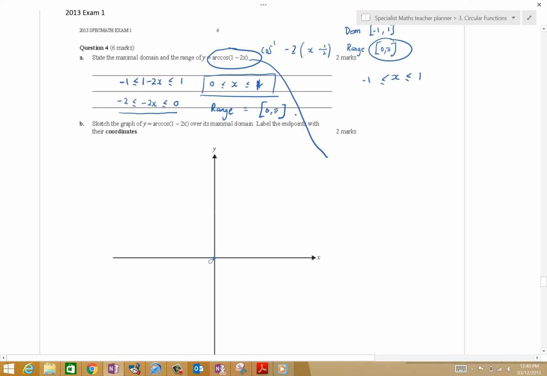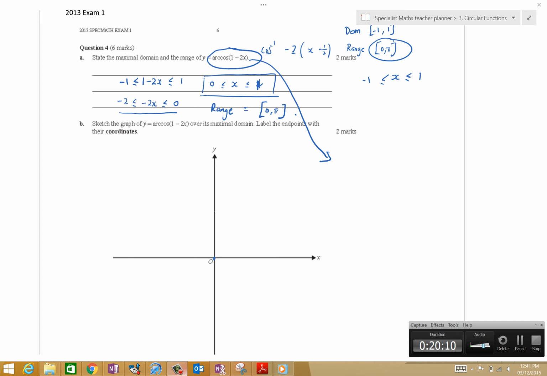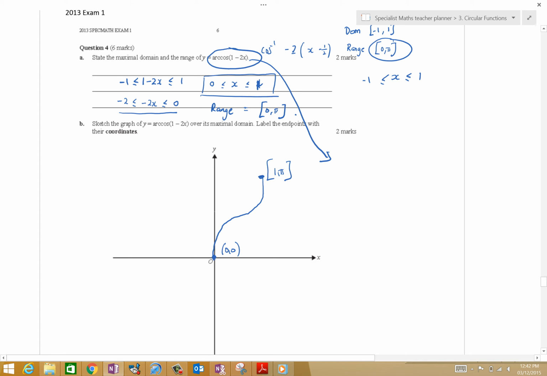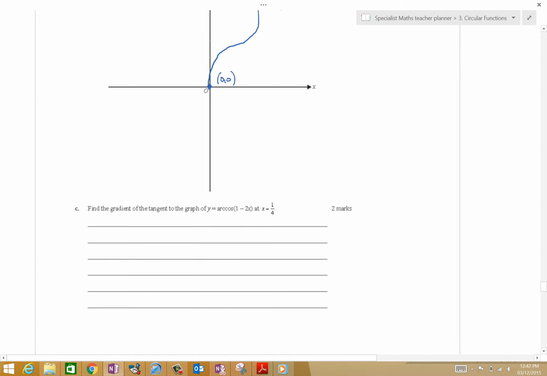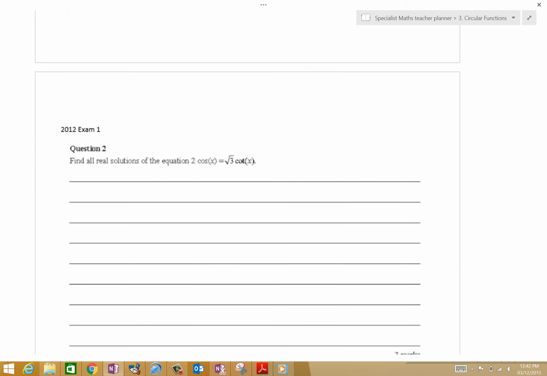1 minus 2x. So how would you change that? What would you do? You would say it's a reflection in the y-axis, isn't it? So let's have a look at what the domain and the range is. That's what you should have got, something that looks like that. Don't worry about finding the gradient.